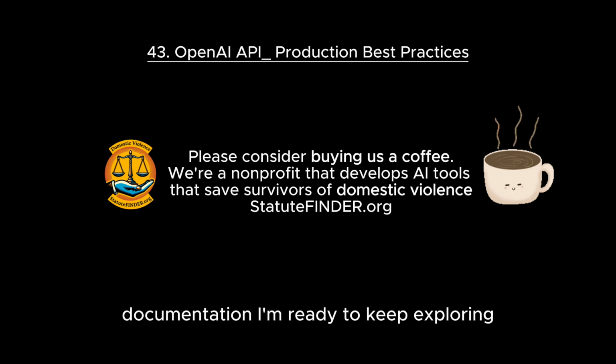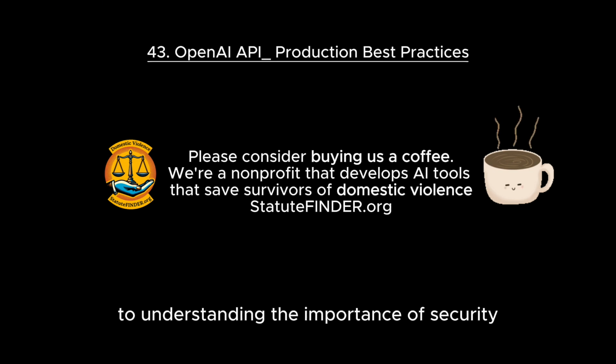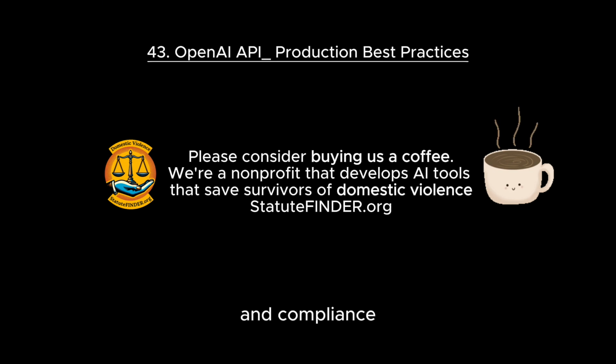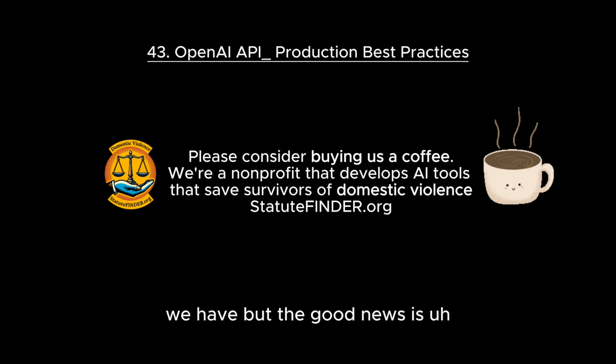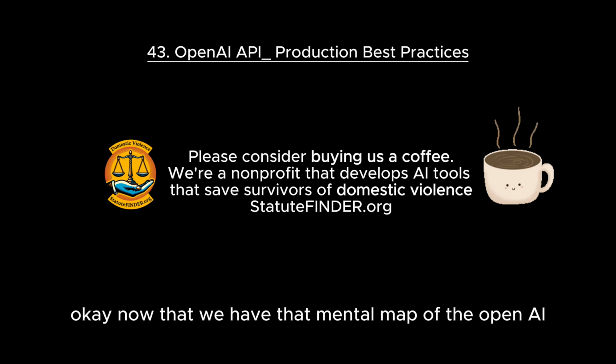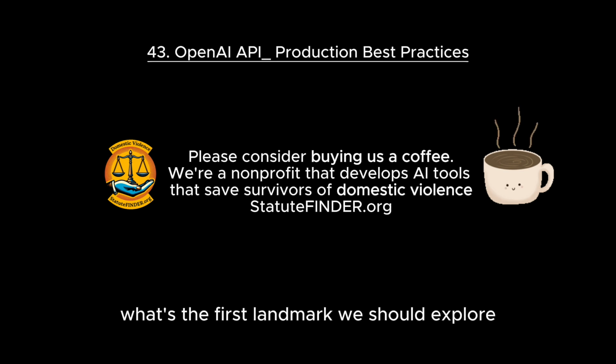I'm ready to keep exploring. It's amazing how much ground we covered before, from setting up our accounts to understanding the importance of security and compliance. Feels like we've already climbed a mountain. We have, but the good news is the terrain ahead is even more exciting. Now that we have that mental map of the OpenAI ecosystem, we can start diving into the documentation itself. I'm intrigued. What's the first landmark we should explore in the documentation?